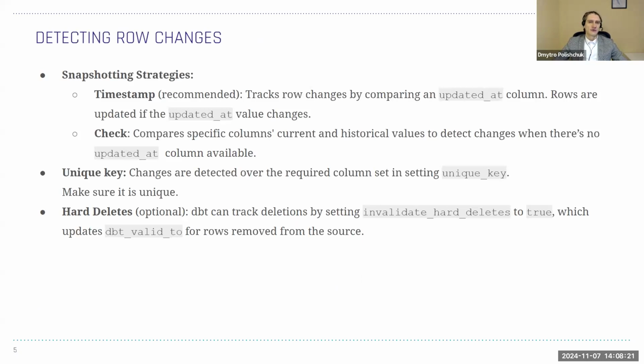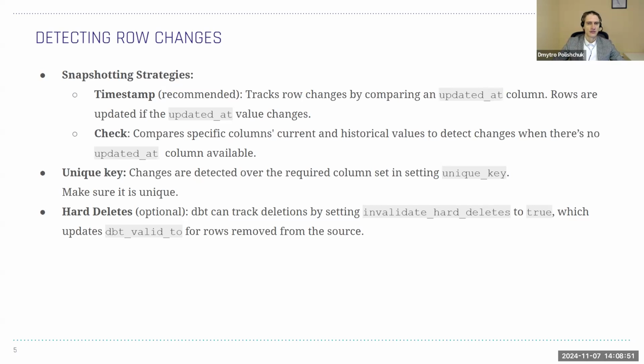How does dbt detect row changes over time? dbt offers two snapshotting strategies to do this: timestamp and check. The timestamp strategy relies on an updated_at column. This should be a timestamp column that is often already present in many data sources. When the timestamp changes, dbt captures it as a new version, and only rows with the new timestamp changes are updated or inserted into the snapshot table.